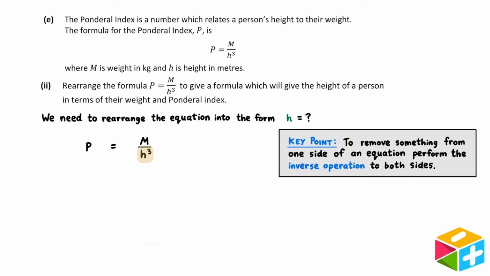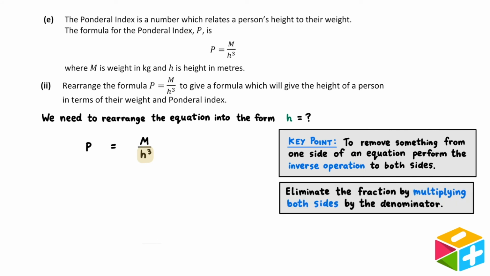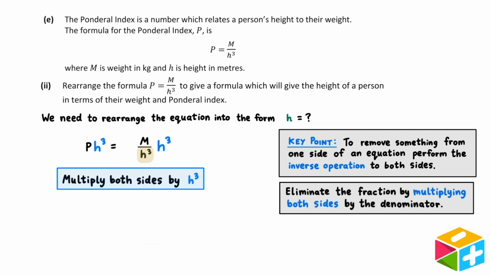The first thing I notice here is that we have a fraction on the right-hand side, and the h term is in the bottom of the fraction. It's quite awkward having the h here, so a good idea would be to eliminate this fraction. At its core, a fraction represents division. M over h to the power of 3 means m divided by h to the power of 3. Well, the inverse of division is multiplication, so if we want to remove division by h to the power of 3, we should multiply both sides by h to the power of 3.